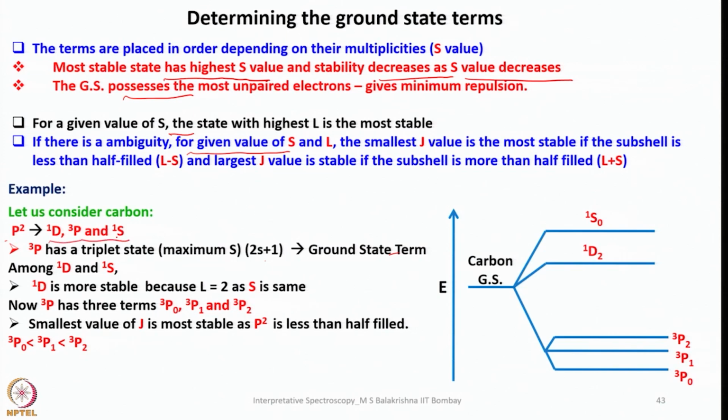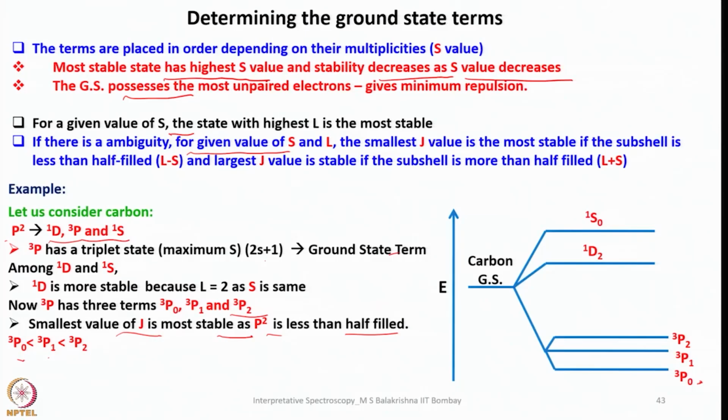Now 3P has three terms, 3P0, 3P1 and 3P2, and the smallest value of J is the most stable one, as p2 is less than half filled. So 3P0 is less than 3P1, which is less than 3P2 in terms of energy. That means 3P0 is the least energetic one and is the ground term. So this is how you can write it, and how we arrived at this through vectors I will show you in my next lecture.